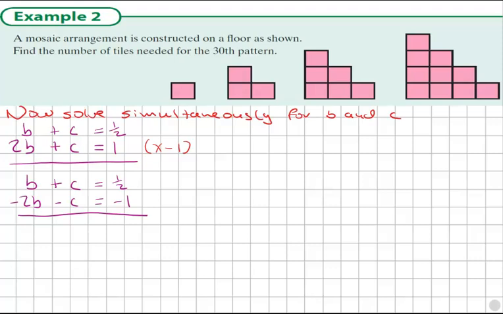So now the c's will cancel. And we get minus b equals minus a half. So solving for positive b, we get b is equal to a half. So now we know what b is. Now we need to find c.